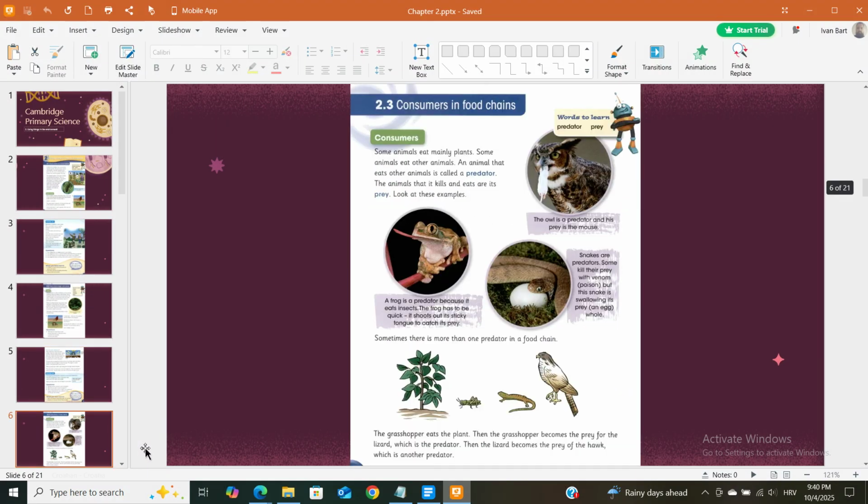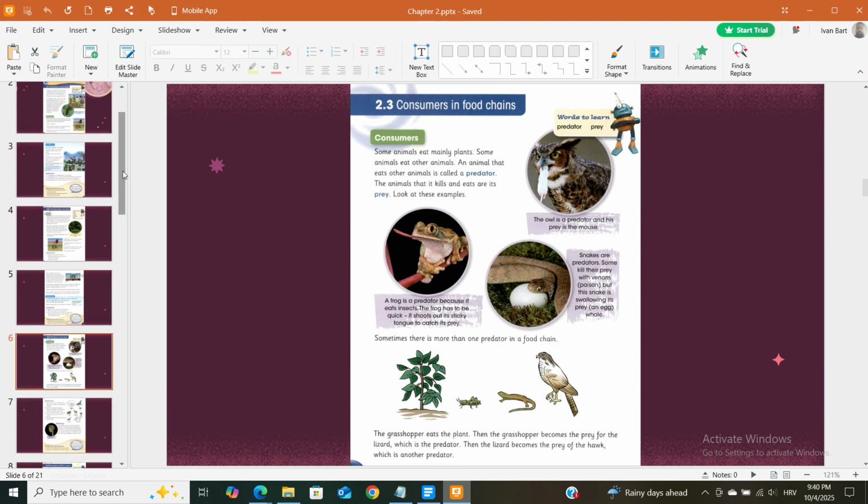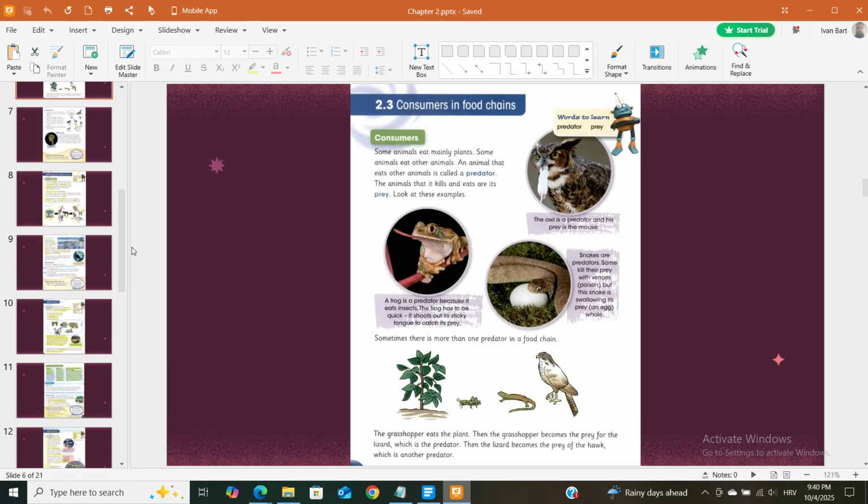2.3 Consumers in food chains. Words to learn: predator, prey, consumers. Some animals eat mainly plants. Some animals eat other animals. An animal that eats other animals is called a predator. The animals that it kills and eats are its prey.